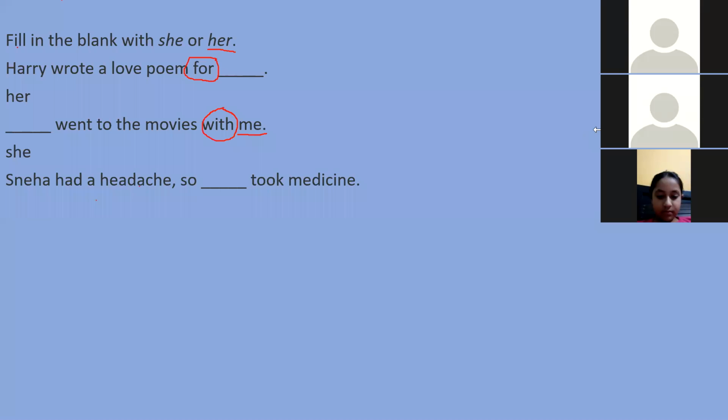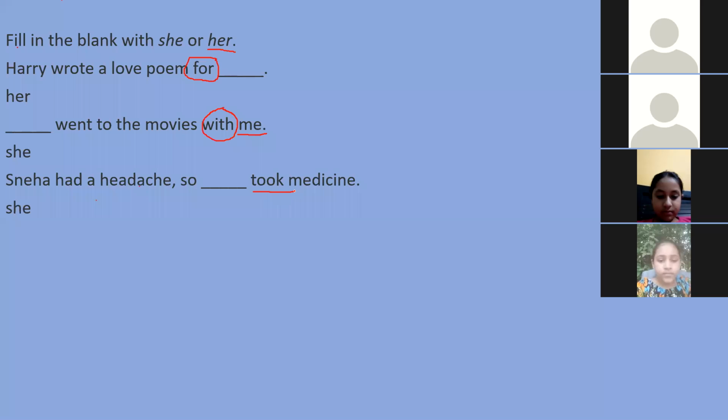Harshita, you please tell me. Can you tell which pronoun will come here? She or her? Her. Okay, you have tried very well. But beta, she will come here because took is a verb. So before the verb, we need to mention the subjective case. Okay, and she is subjective case and her is objective case pronoun. That's why she will come here.